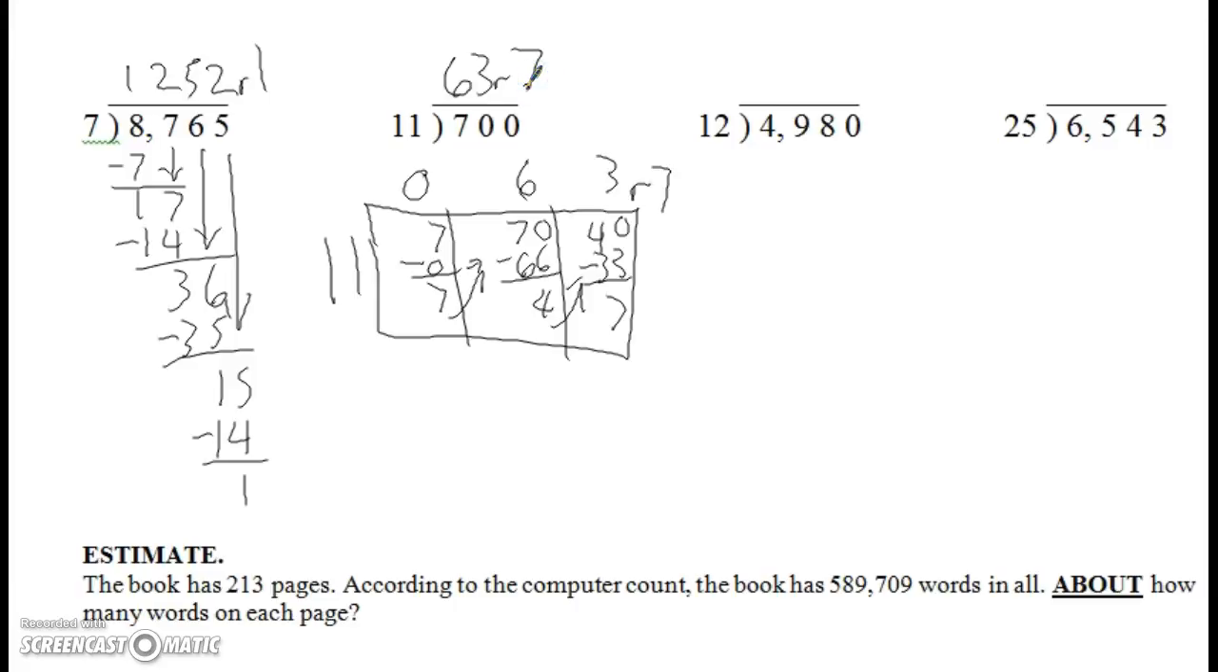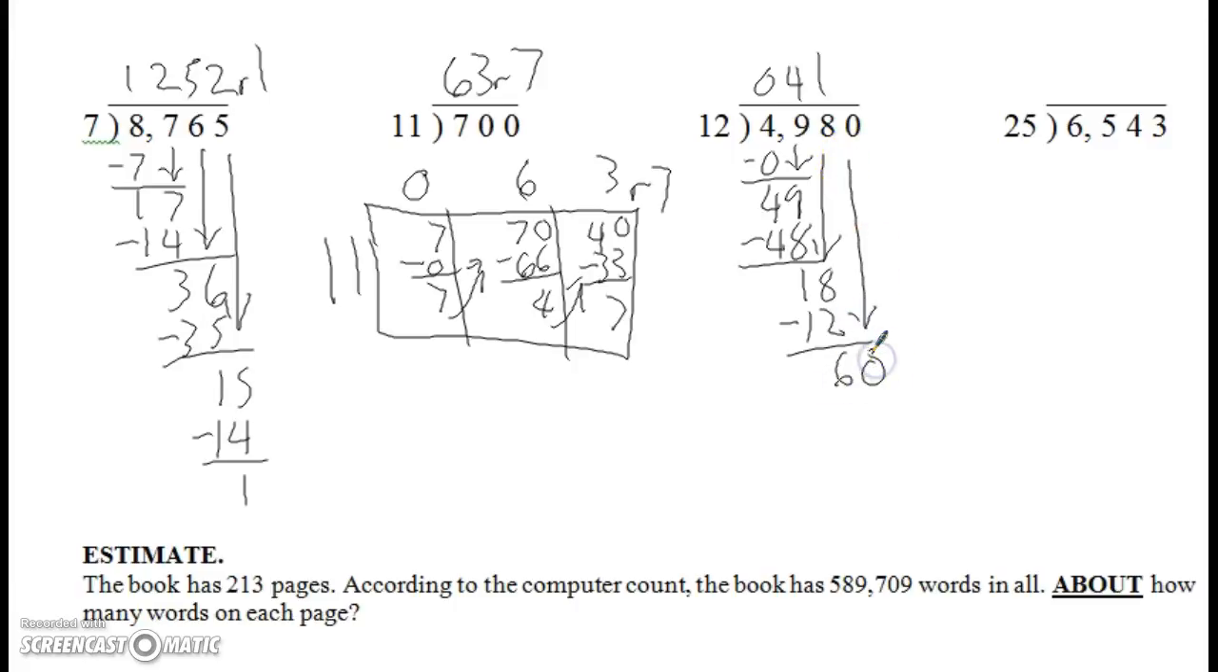Let's go with this one with 12's. There are no 12's in 4. In 49, there's going to be 4, which gets me to 48. Bring down my 8. In 18, there's just going to be 1, which gets me to a 6. And in 60, there is exactly 5.